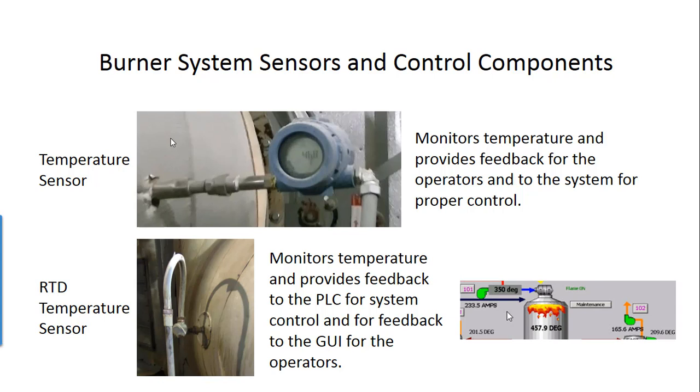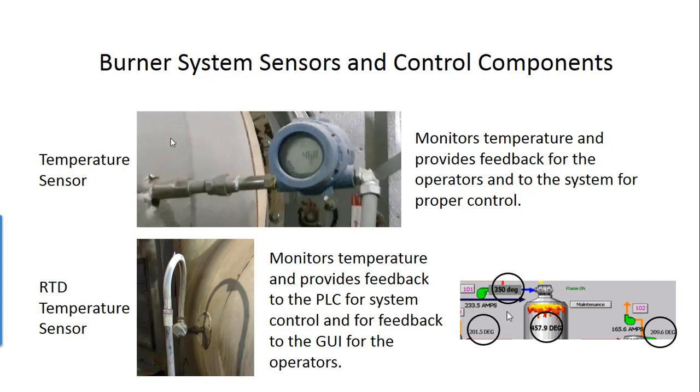Then we have our temperature sensors. They monitor temperature, provide feedback for the operators to the graphical user interface and to the system through the PLC for proper control through it, because it is a PID system. Then we have RTDs, which are temperature sensors. They monitor temperature, provide feedback to our control system, which is the PLC, and for feedback to the graphical user interface, as we have an example here to the lower right. What these sensors are showing is inside those circles.